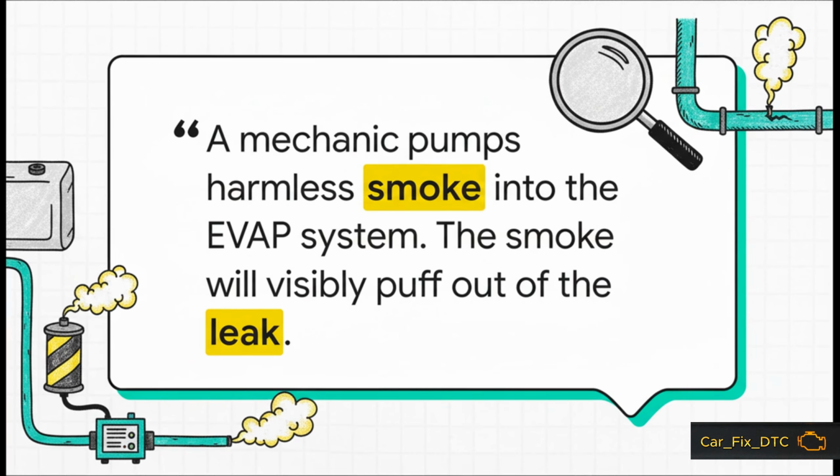They basically hook up this machine that gently pumps a totally harmless, visible smoke into the entire EVAP system. And then, it's simple. They just look for where that little puff of smoke is escaping from. It is, without a doubt, the best way to find the exact location of a really tricky, tiny leak.